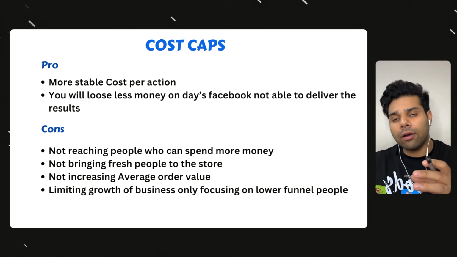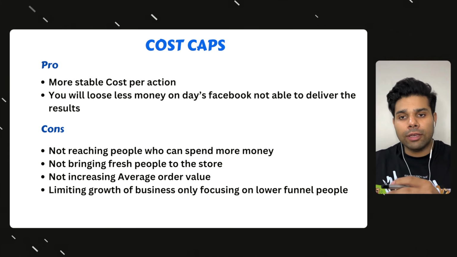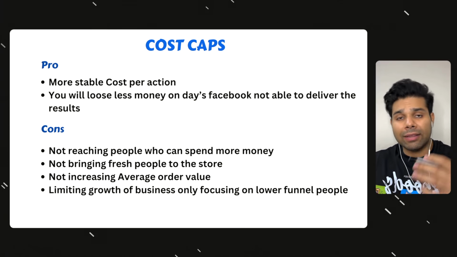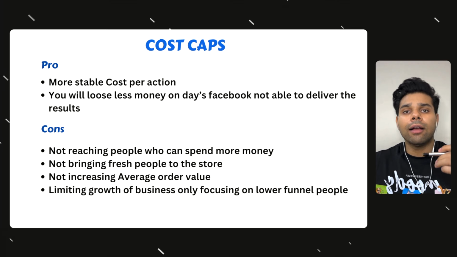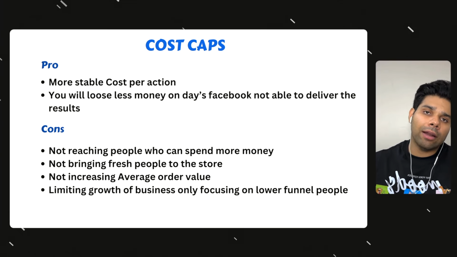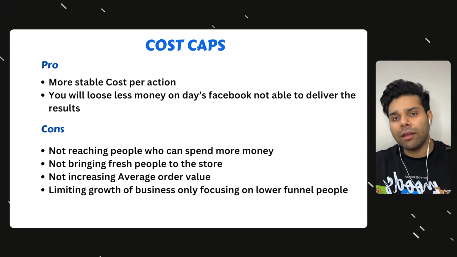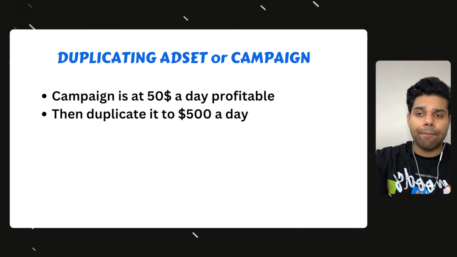You have given Facebook a goal to give you purchases at this cost, and to do this, Facebook will find the people who are in your middle or bottom funnel and try to show ads to those people. That's why it is not able to reach new people. Facebook will try to reach the people who are most likely to convert, and those are bottom and middle funnel people. That's why when you are using cost cap, your frequency gets higher, like 2 or 2.5, and it can go even higher. So if your goal is to get a certain cost per action at a certain price, you should go with cost caps.